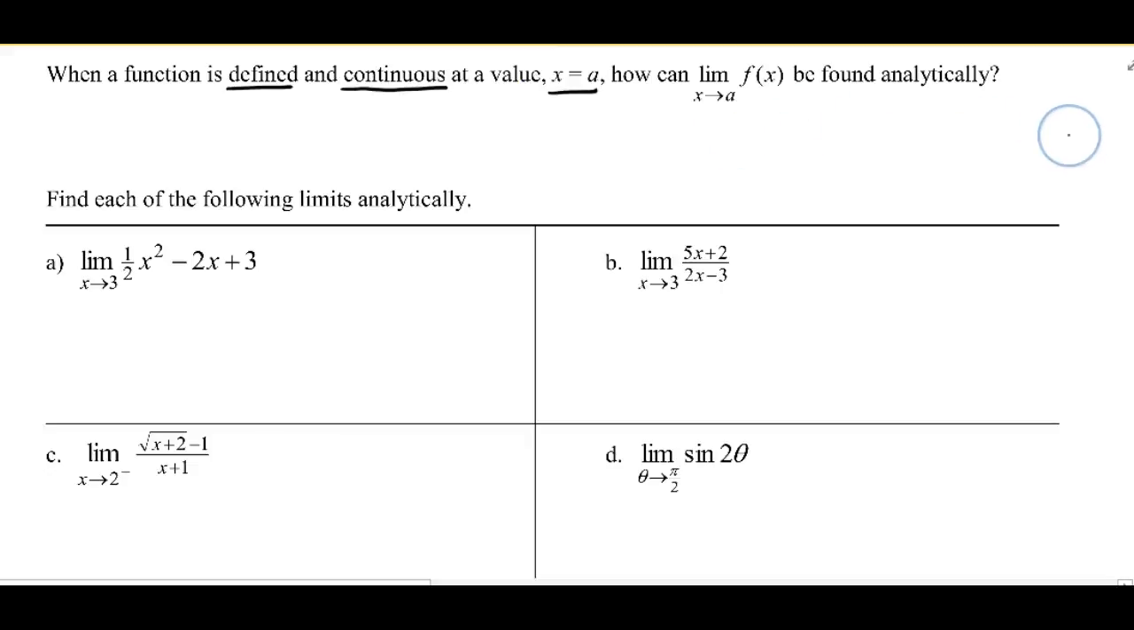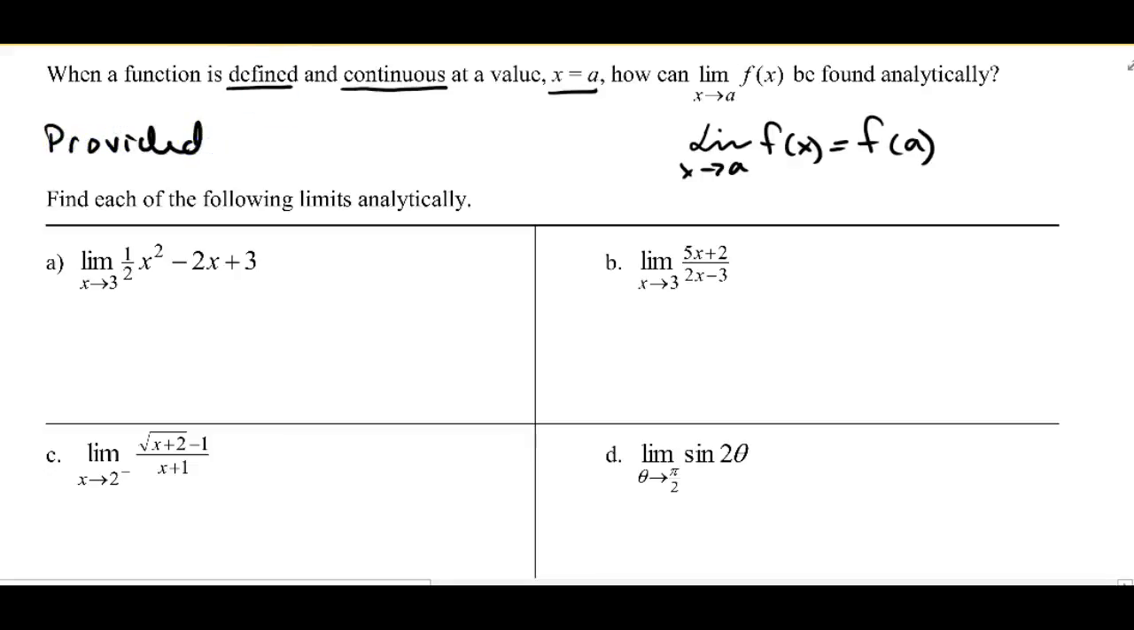A limit can be found such that the limit as x approaches a of that function equals the value of that function at a. This is only provided the function is continuous at x equals a. And for now, that's all we need to get, is that if the function is continuous at that point and defined, then the limit equals the function.